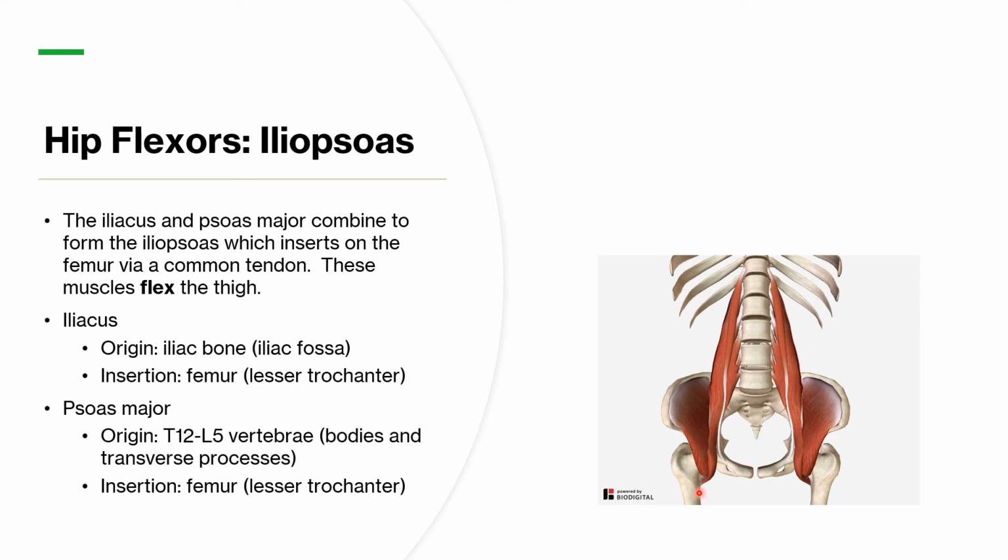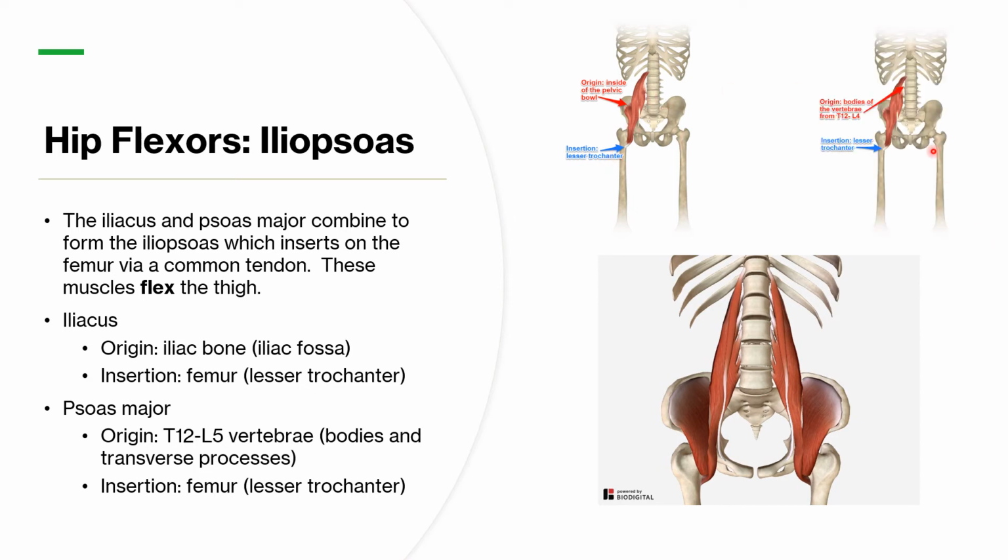on the proximal femur. The iliacus originates from the iliac fossa, which is why it's called the iliacus, and it inserts on the femur. The psoas major originates from the T12 through L5 vertebrae and inserts on the femur. And this is a picture just showing the origins and insertions. Another picture showing the origins and insertions.